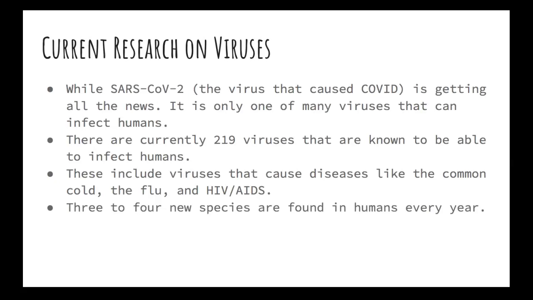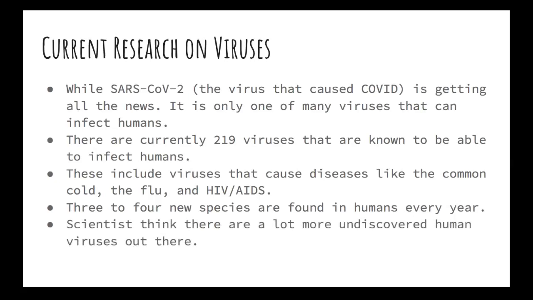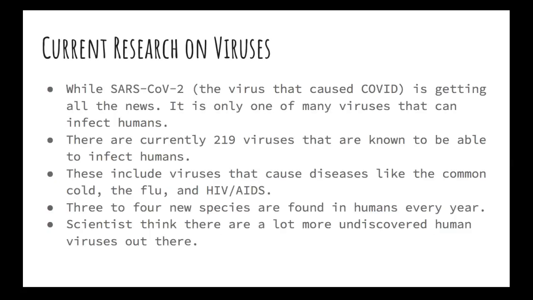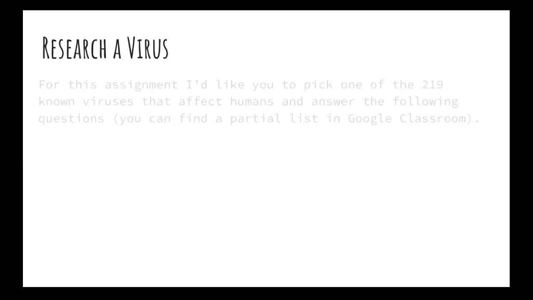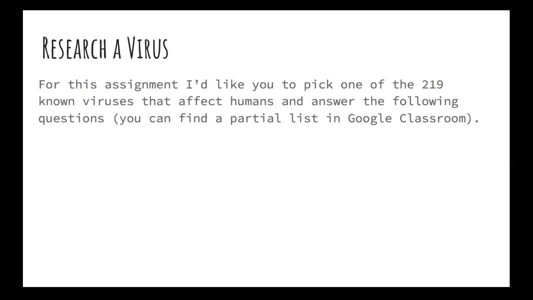3 to 4 new species of viruses are found in humans every year. So this leads scientists to think there are a lot more undiscovered human viruses out there. So for this week, I'd like you to pick one of the 219 viruses that are known to be able to affect humans and answer the following questions. I'm going to give you a partial list of viruses in Google Classroom for you to reference if you want to pick one of those.